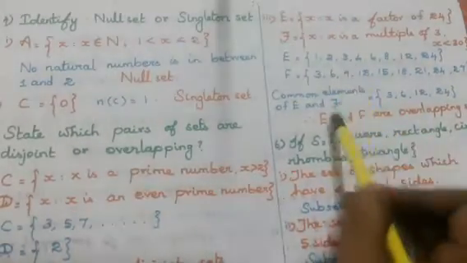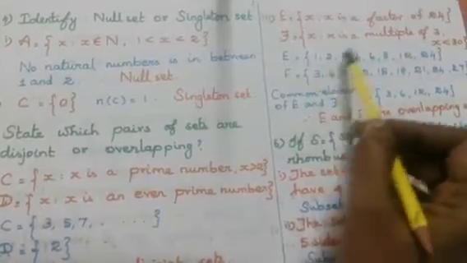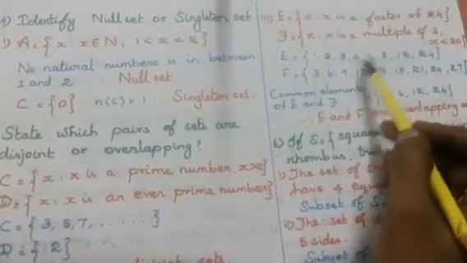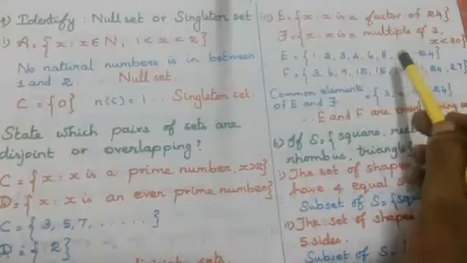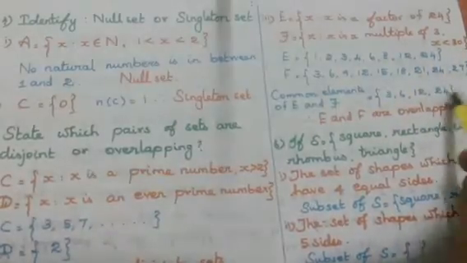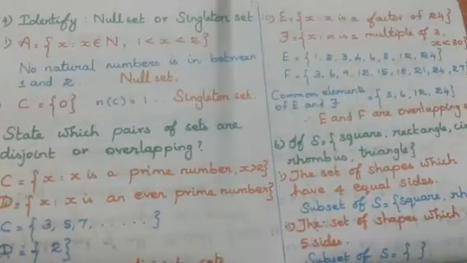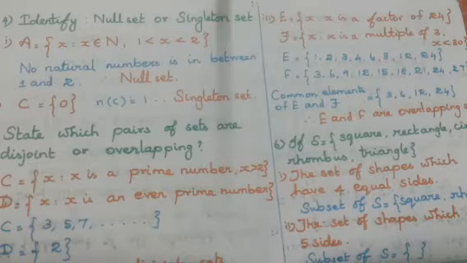Here common elements we have: 3. Both sets have 3, then both the sets have 6, both the sets have 12, both the sets have 24. So common elements we have. So E and F are overlapping sets. Next one.